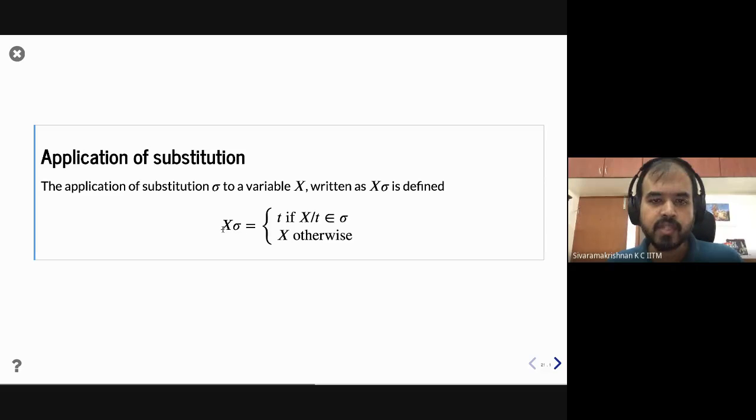So what is the result of the substitution? If sigma has a term x/t, then the result of the substitution is t. For all other variables, right, x remains x. So for that particular entry, go and substitute it. For everything else, just leave it, right? And that's the meaning of applying a substitution to a variable.